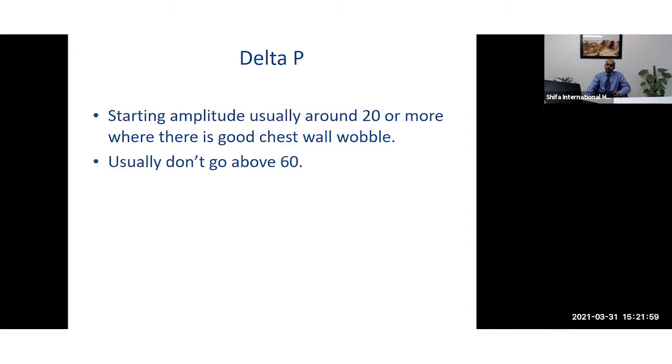In terms of amplitude, the starting amplitude is usually around 20 or more until we see a good chest wall wobble. And usually we don't go above 60. So we'll start with an amplitude of 20 or 30 once we can see good chest wall wobble. Then based on the initial blood gas and the initial PCO2, we can go up or down on the amplitude. As I mentioned, it's unusual to go above 60. Increasing the amplitude will increase the CO2 clearance and lead to lower PCO2.